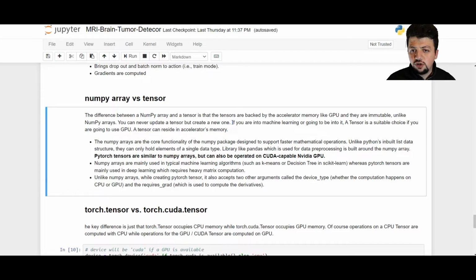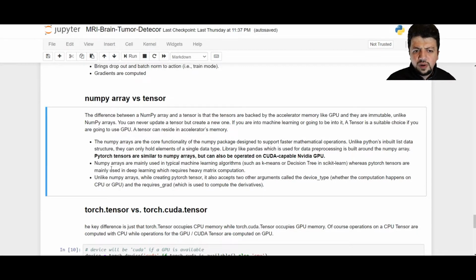If you are into machine learning or going to be into it, a tensor is a suitable choice if you are going to use GPU. A tensor can reside in accelerator's memory. Okay, now these are the key points that I'd like you to take away from this. First of all, PyTorch tensors are similar to NumPy arrays, but can also be operated on CUDA-capable NVIDIA GPUs, for example. Okay, that's very important.